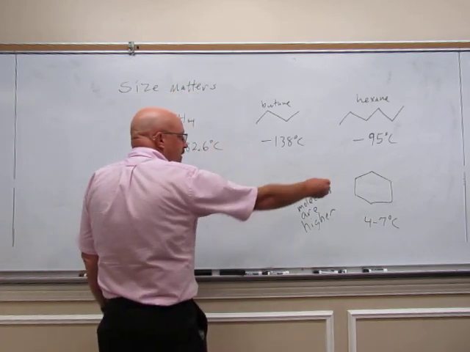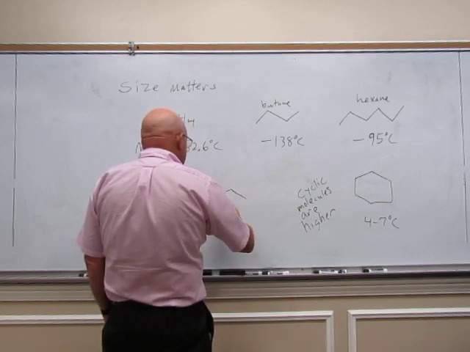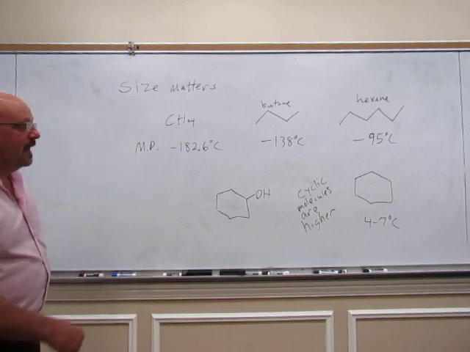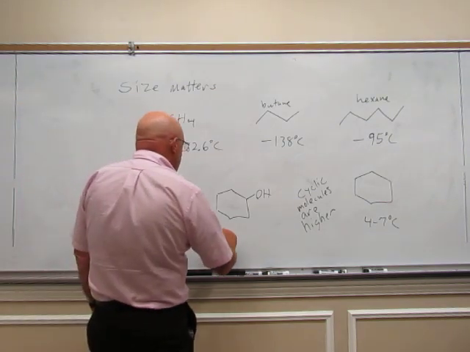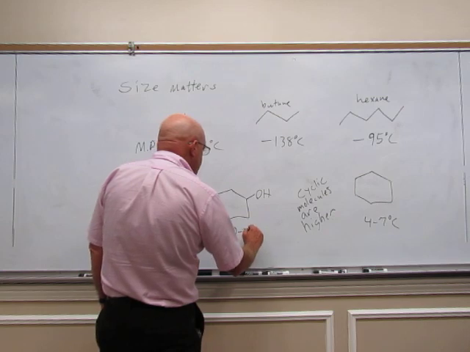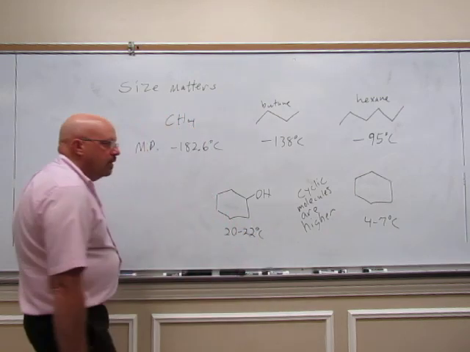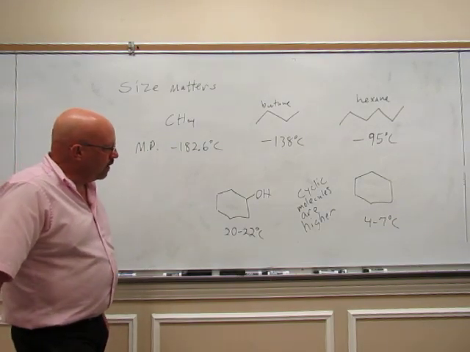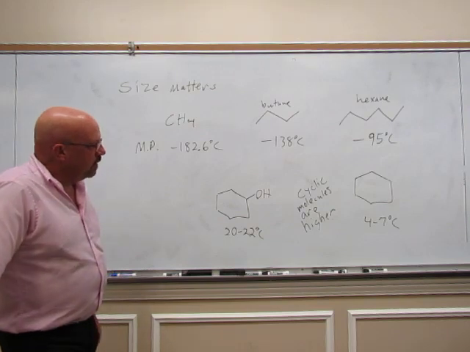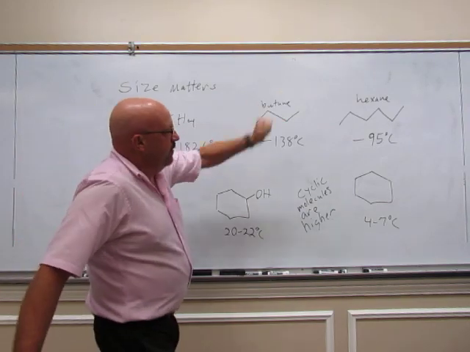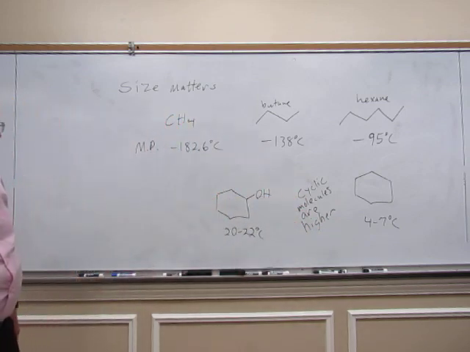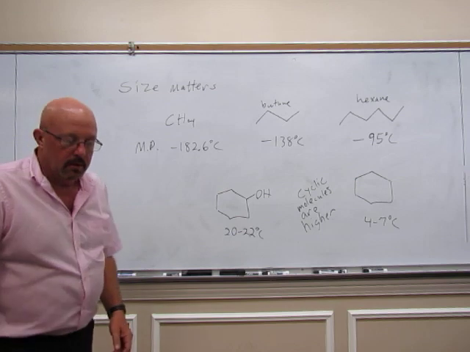Let's do one more example. If you have a cyclic that could hydrogen bond, put an alcohol out there, we get even higher. Melting point of this one's 20 to 22 degrees Celsius. So just like we talked about a moment ago, hydrogen bonding will raise the melting point. So size matters, having a ring matters, hydrogen bonding matters, or an ionic bond gets even higher.